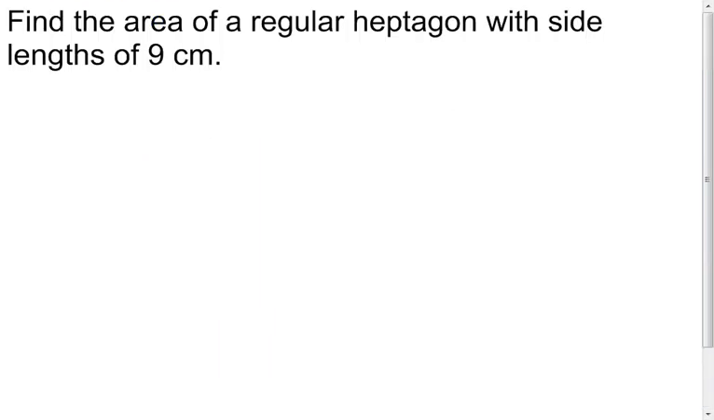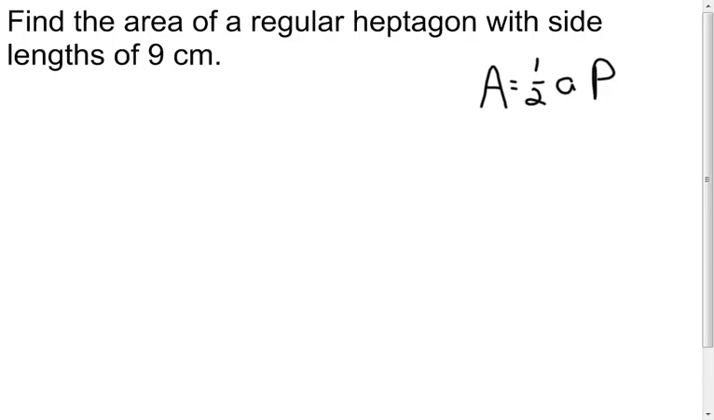In my last example, I want to find the area of a regular heptagon, and it gives me side lengths of 9 centimeters. Again, I'd come back to area equals 1/2 times the apothem times the perimeter. Now you're going to look at this and say we have some problems, because the only thing that we know is the side lengths are 9, which is going to help us with the perimeter. We don't know the length of the apothem, and we don't know the area. So an equation with 2 variables is not good.